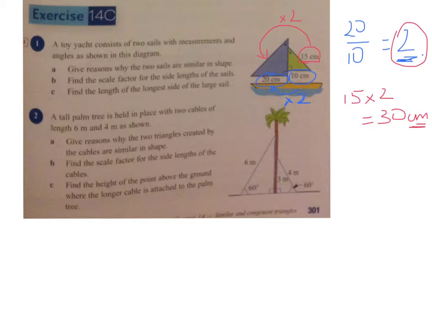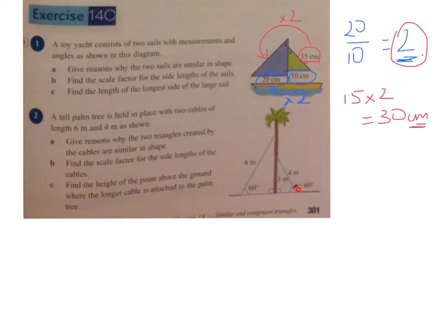So I'll just give you a few hints on this one, question 2. It says a tall palm tree is held in place by 2 cables, 6 metres and 4 metres. So there's our 6 metres, there's our 4 metres. Why are they similar? Well, look at this. We've got a 60 degree and a 60 degree. We've got the angle there, and look at this down the corner. We've got 2 right angles. So there's our 2 angles, so 1 angle, 2 angles. So therefore that angle and that angle, it's 3 angles.